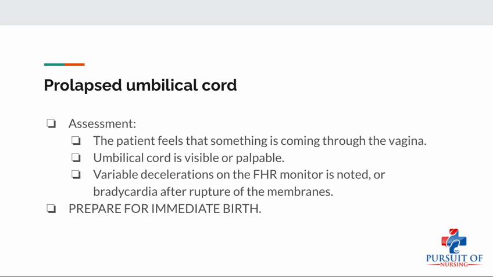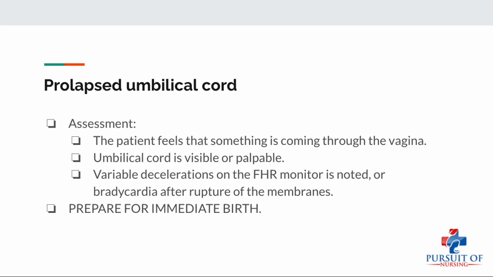All right, a prolapsed umbilical cord. With a prolapsed umbilical cord, the umbilical cord is compressed, which compromises fetal circulation. The mother is going to feel like something is coming through the vagina. The umbilical cord may even be visible or palpable, and you will have variable decelerations on the fetal heart rate monitor or bradycardia after rupture of the membranes.